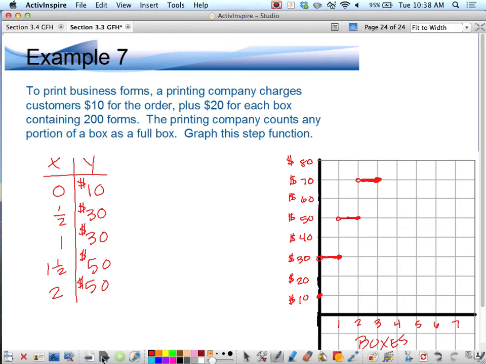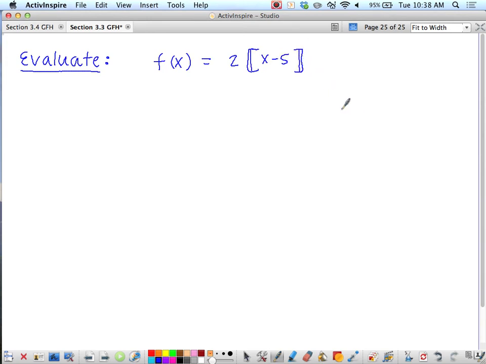Let's say that at this point, I would like you to evaluate. What's evaluate mean? Evaluate means give me what type of an answer. Does anyone know? A number answer. I'm looking for a number answer. I would like you to evaluate the piecewise function f of x equals 2 times the greatest integer of x minus 5. It's a tricky one.